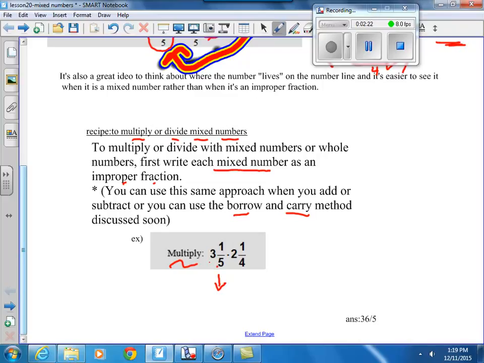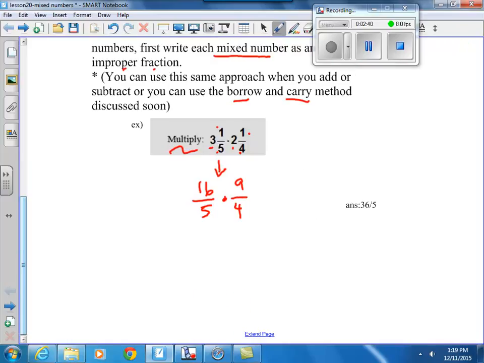So 5 times 3 is 15, plus 1 is 16. So 16/5, multiplied by, try again, 4 times 2 is 8, plus 1 is 9, so 9/4. Once you write them as improper fractions, then you may travel straight across, or if you're comfortable, you can look on the diagonals for cross cancellation. 4 goes into itself once, 4 goes into 16 4 times, and then travel straight across. 4 times 9 is 36, 5 times 1 is 5. So you see we're arriving at the answer 36/5.